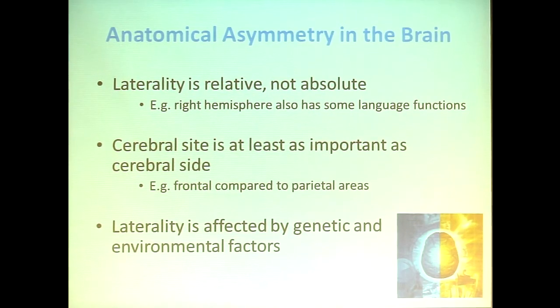More on the anatomical asymmetry of the brain. What you need to bear in mind is that laterality is relative. It's not absolute. So, for example, the right hemisphere also has some language functions. So one's got to be very, very careful in saying the left is language and the right is visuospatial, because there is a lot of overlap. But one can say that the left has more to do with language than the right. And the cerebral site is at least as important as the cerebral side.